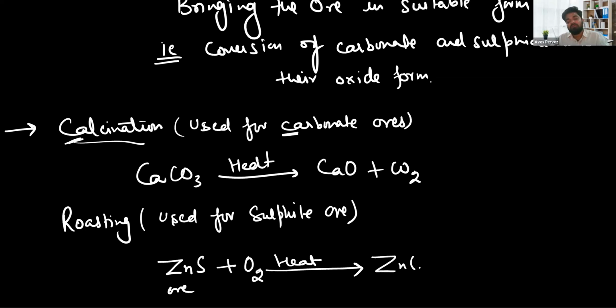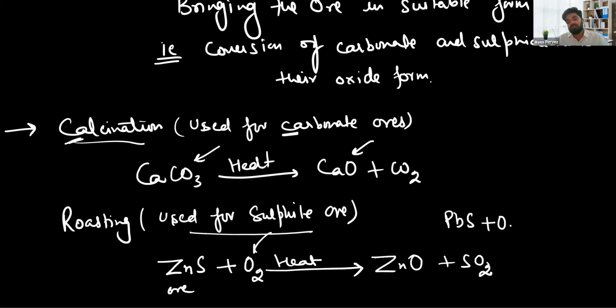Because we need to convert into oxide, and if there is no oxygen, we need to supply it from external. Here it already has oxygen, so there is no need to give the extra supply of oxygen. But here ZnS does not have oxygen, and if we need ZnO, then we need to supply the oxygen, giving ZnO plus sulfur dioxide. So this is done for sulfide ore. For example, if I'm having PbS and we heat it in the presence of oxygen, then it will convert into PbO plus SO2. You understood? Understood? Yes, sir. What are the advantages of calcination and roasting?